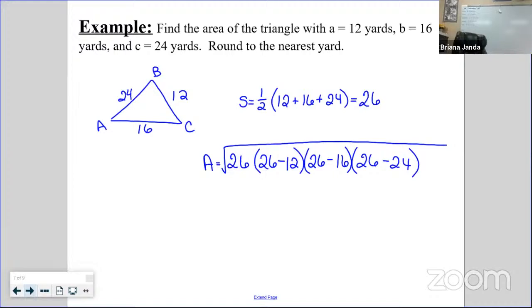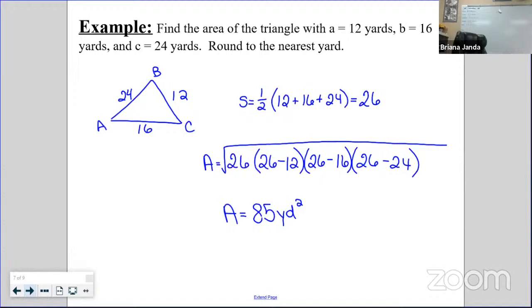It does say round to the nearest yard. So again, we will go to our nearest whole number. And let's check our calculators. Should be getting 85 rounded to our nearest whole number. Other than me putting a wrong answer up there, any questions?